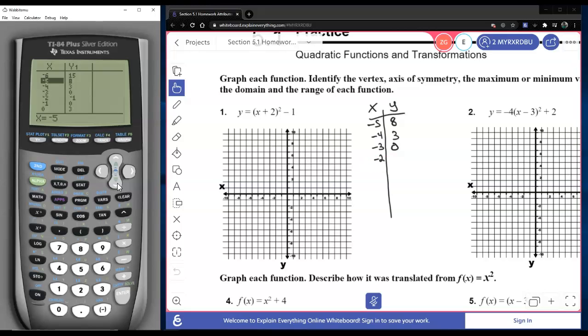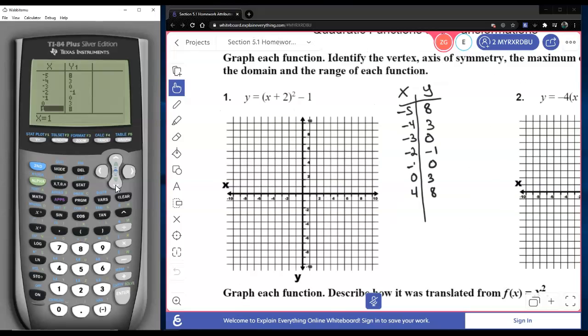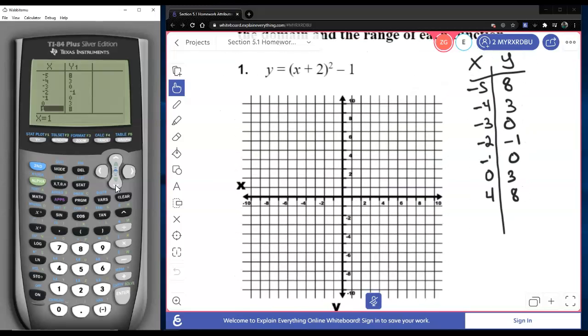When x is negative 2, y is negative 1. When x is negative 1, y is 0. When x is 0, y is 3. So we're going to go ahead and scroll one more. When x is 1, y is 8. So let's go ahead and zoom in here a little bit more. So we're going to go ahead and graph the first one.